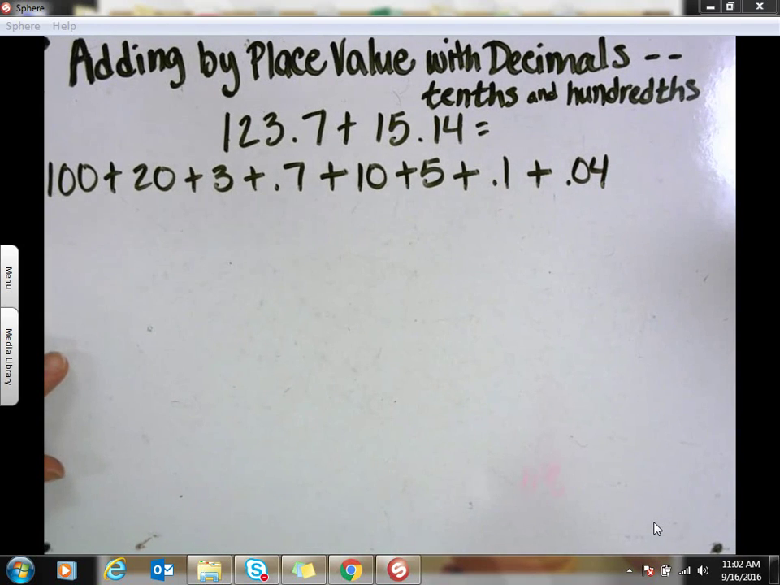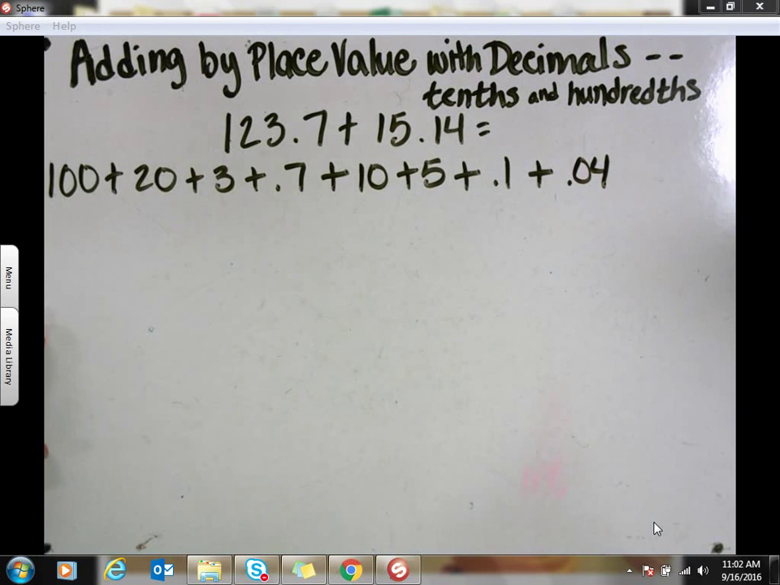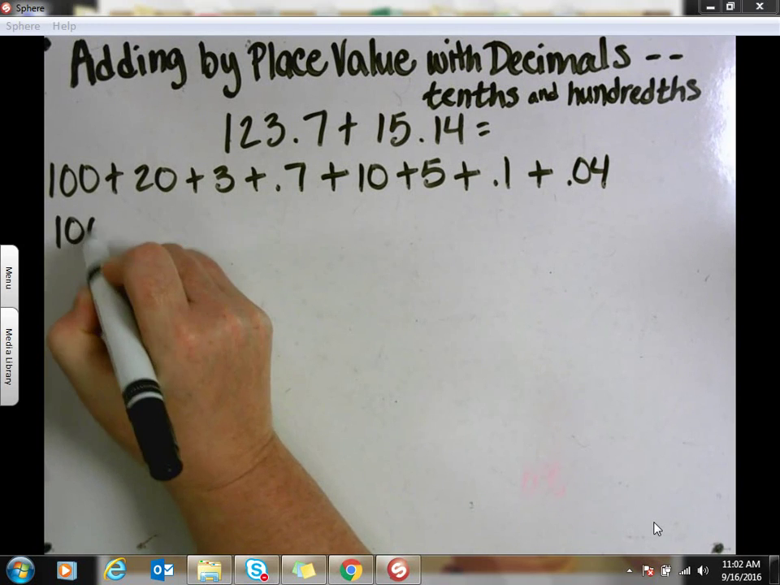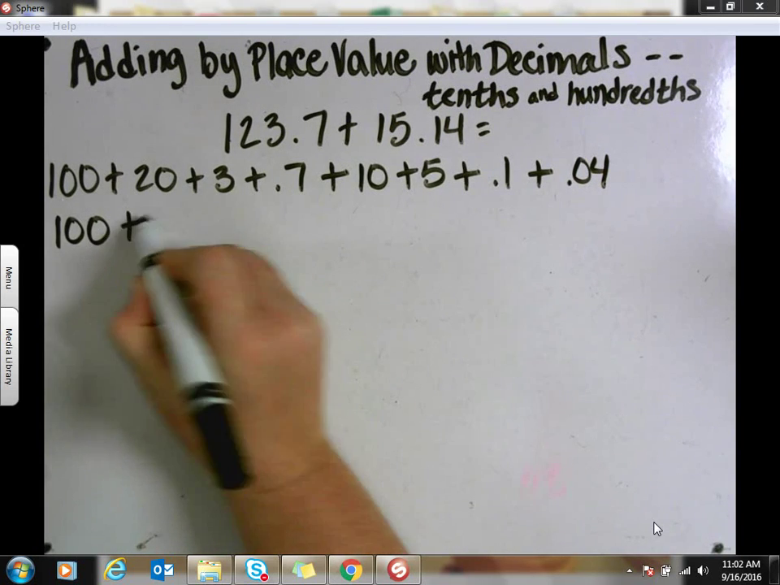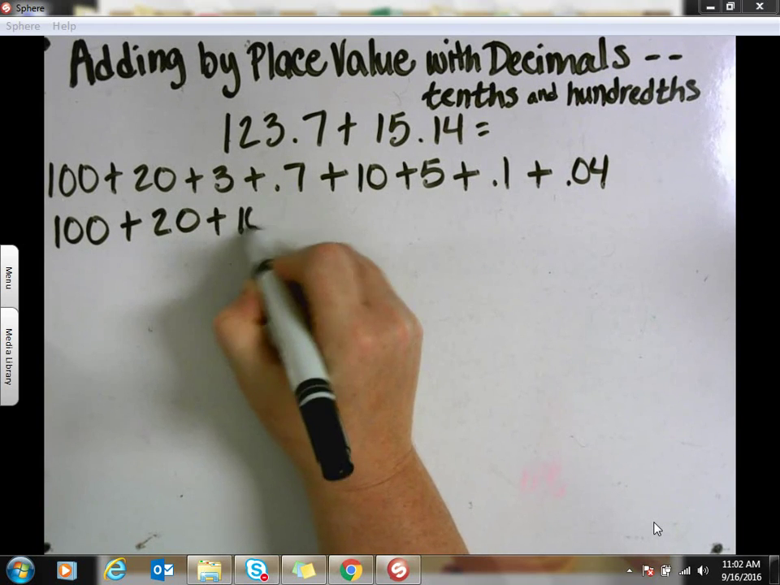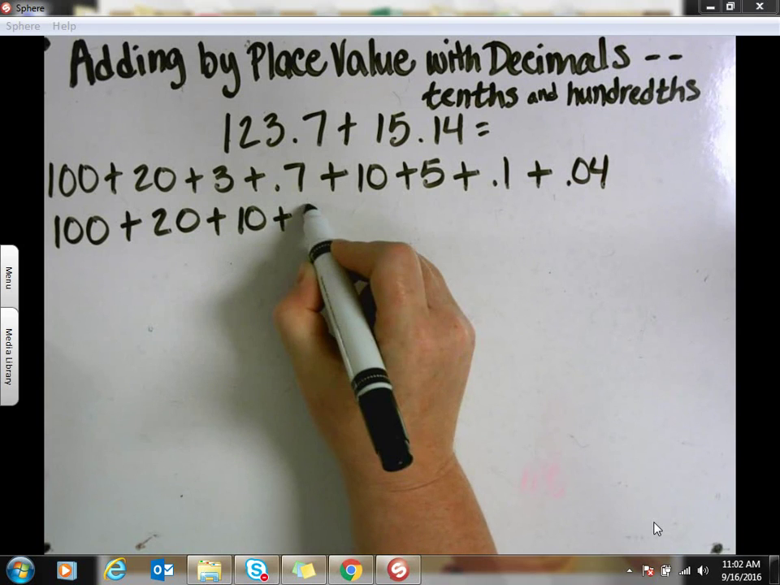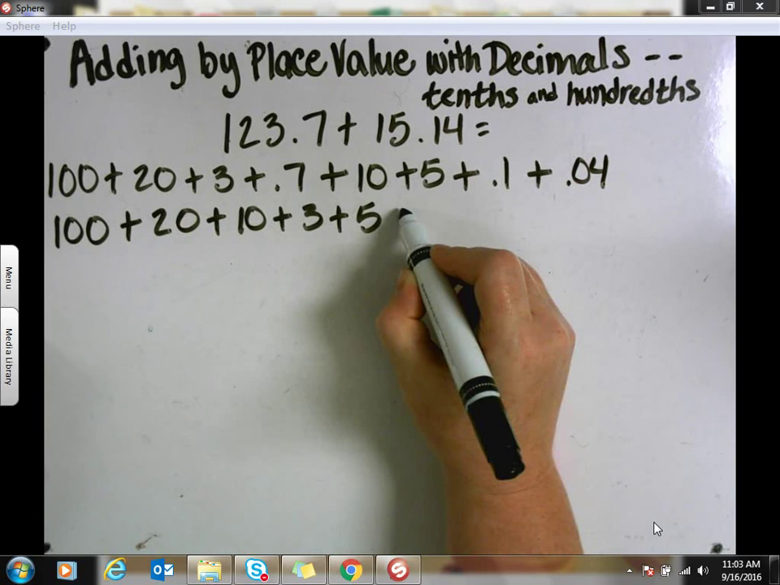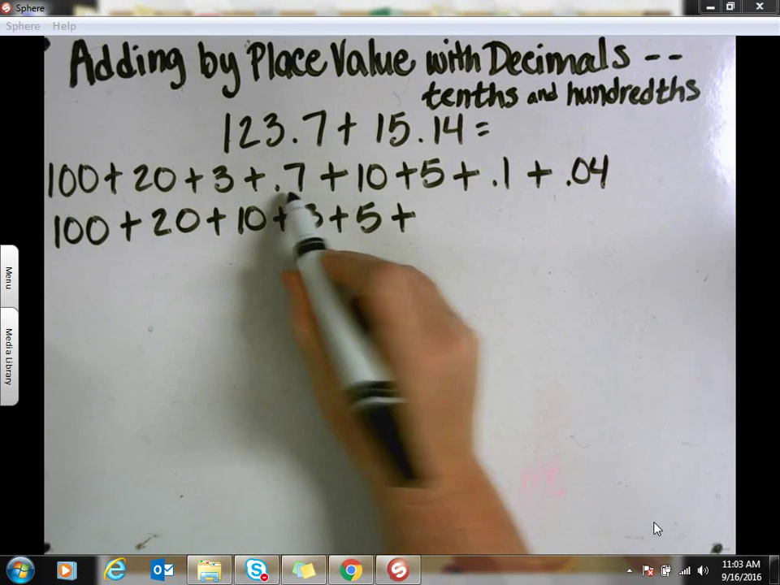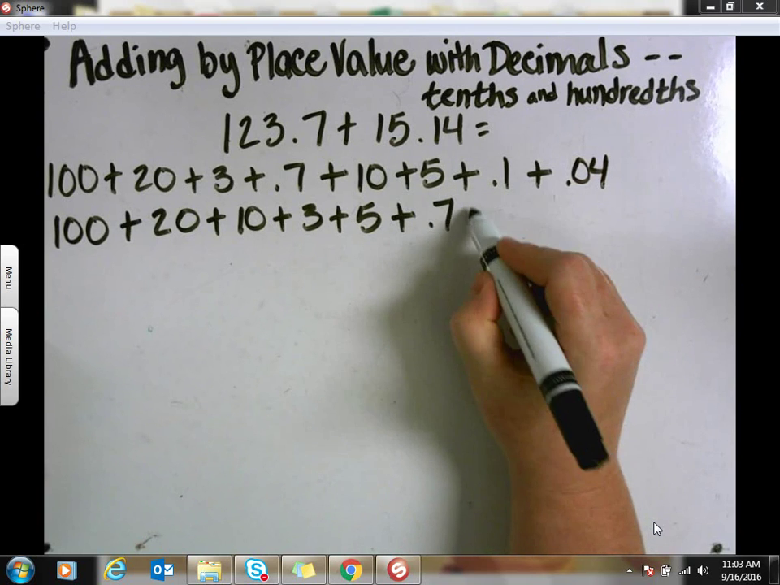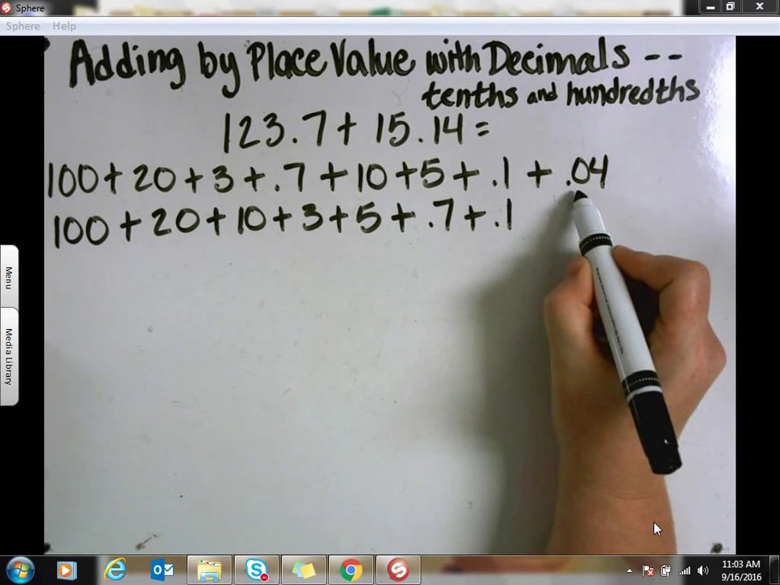Next, I will reorganize by place value. I'll start with the whole numbers. 100 plus 20 plus 10 plus 3 plus 5 plus 7/10 plus 1/10 plus 4/100.